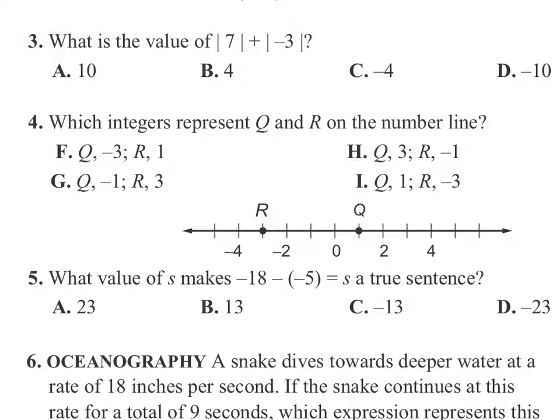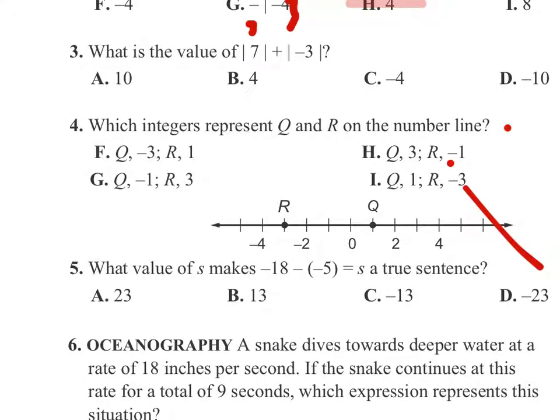Okay. So the absolute value of 7 is 7. And the absolute value of 3 is 3. So 7 plus 3 equals 10. Hey, very good.